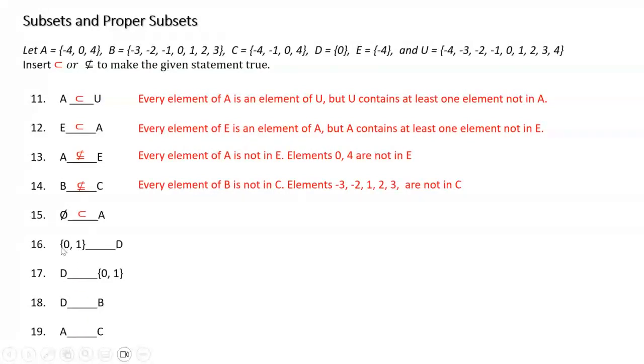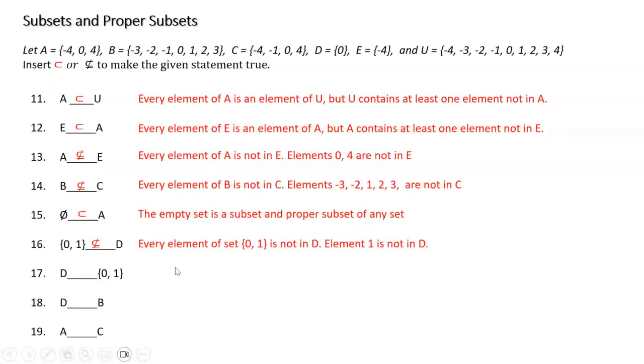Number 16, we have the set containing 0 and 1. Now let's look at D. D has the element only of 0. So this will be the second symbol, which will be not a subset. Okay, and there's the explanation why.